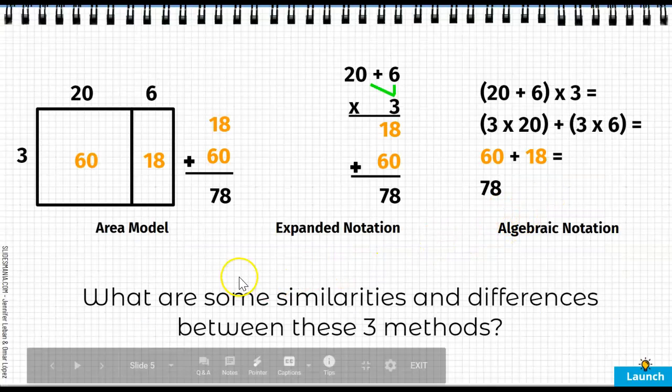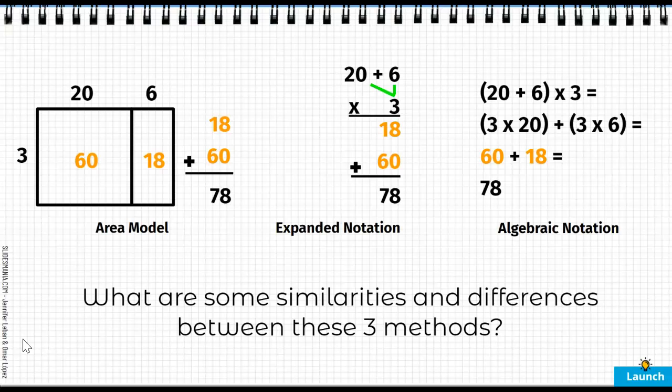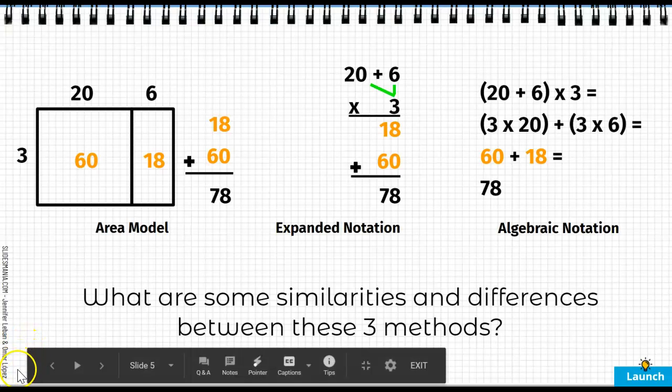On our next slide, the question here is, what are some similarities and differences between these three methods? So you got the area model, expanded notation, and the algebraic notation. So I'm just going to pause for you to take just a few minutes to take a look at each one and see if you see any similarities or differences between them. And if you do, then write them in your notebook. Write any similarities and differences in your notebook.